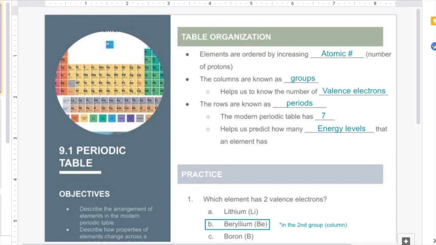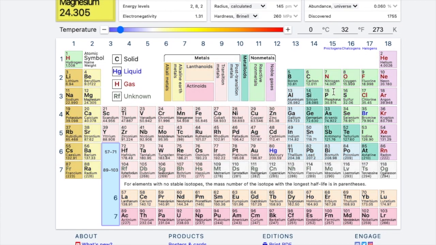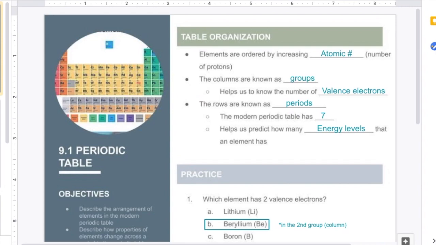In section 9.1, we're going to look at the periodic table. So the elements are ordered by increasing atomic number, and we saw this trend when we were talking about protons, electrons, and neutrons in the previous chapter. So it's increasing by atomic number, which remember is the number of protons. If we look at the periodic table, it's going to increase, so 1, 2, 3, 4, and so forth as far as the atomic number goes.